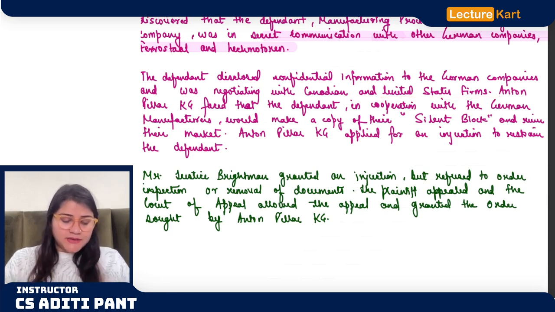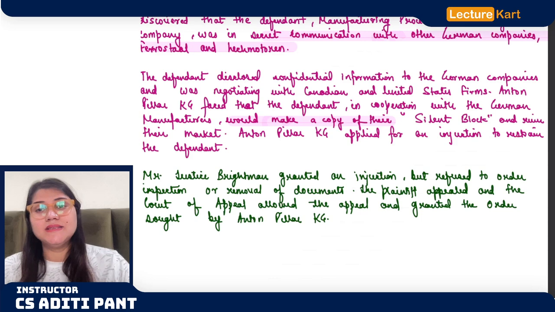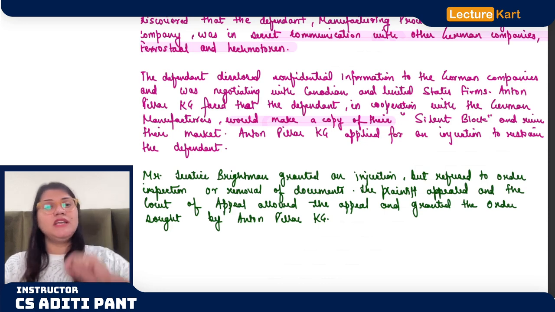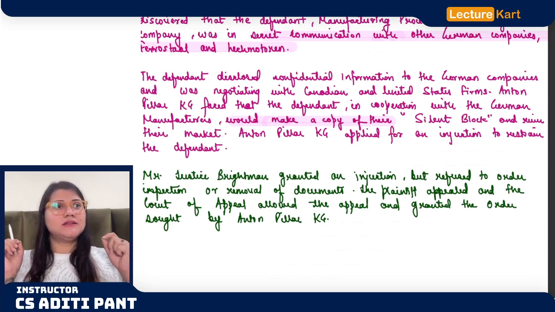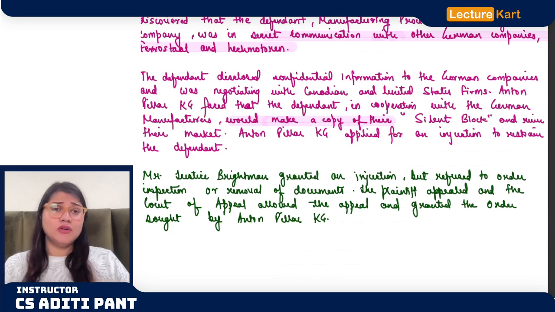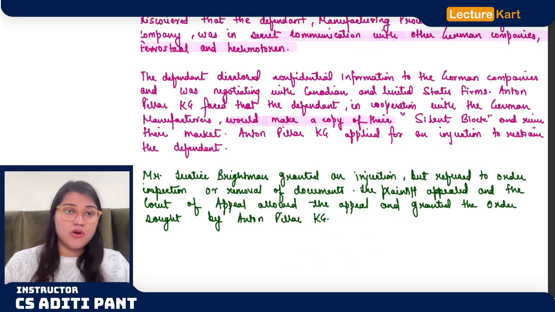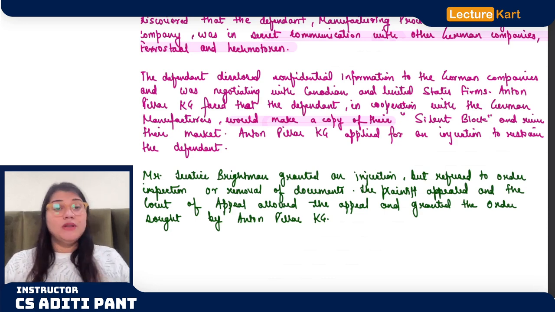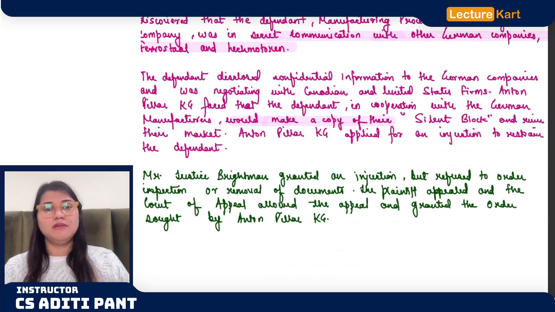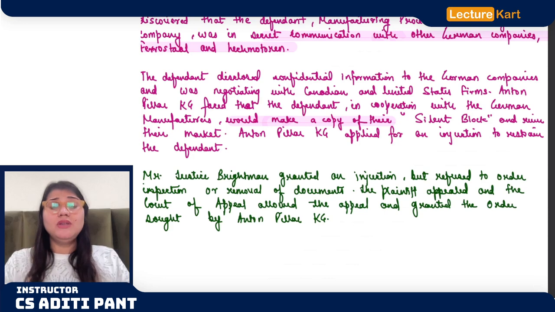Anton Piller KG feared that the defendant, in cooperation with the German manufacturers, would make a copy of their silent block. So there was a fear in the mind of Anton Piller KG that because of this secret information being passed on, the competitors or other manufacturers would make a copy of their secret element, also called the silent block, and make a presence in the market, which until then was a unique product given wholly and solely by Anton Piller.